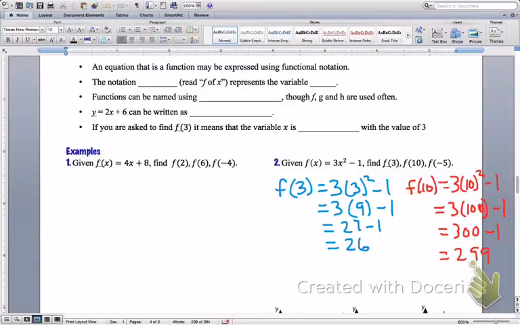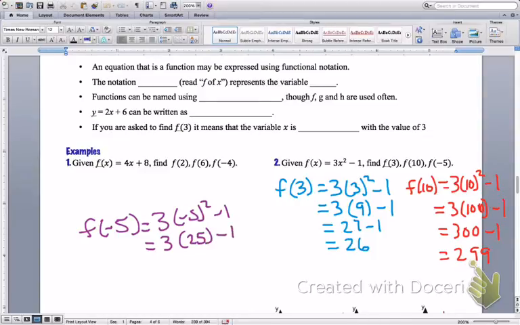All right, last one I'm going to do here on the left, so I won't have to clear the screen yet. Let's go ahead and do f of negative 5. We're going to have 3 times negative 5 squared minus 1, which gives us 3 times positive 25, because a negative 5 times another negative is positive. 3 times 25 is 75. Take away 1, which gives us 74.